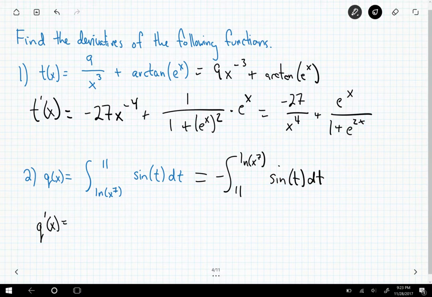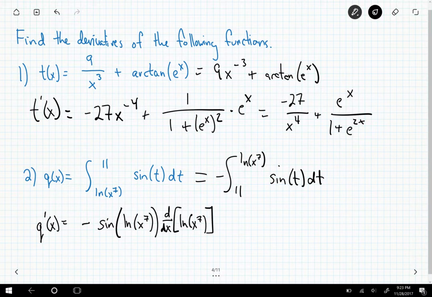And here's all you need to do. We have this negative symbol, so that's going to stay out in front. But the derivative, you're going to have sine of whatever goes in that variable as the top bound. So sine of natural log of x to the 7th, and then times the derivative of that top bound.